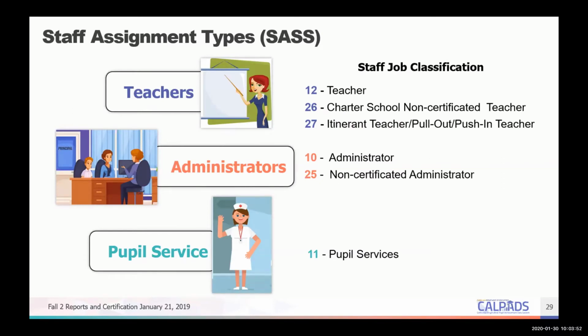So as I mentioned earlier, there are 3 general classifications for staff. You have your teachers, admins, and pupil service. However, in terms of CalPADS reporting, it's broken down into different job classifications. So for teachers, you can report a teacher as a regular teacher 12, a charter school non-certificated teacher 26. These are the teachers who weren't able to get a certification and got a certificate of clearance instead. Then you have your 27 itinerant teacher pull-out push-in teachers. For admins, you have your regular admin staff and your non-certificated admin. And then, of course, pupil services 11.